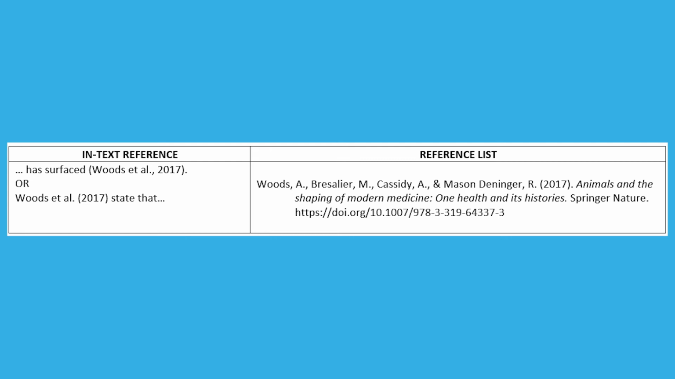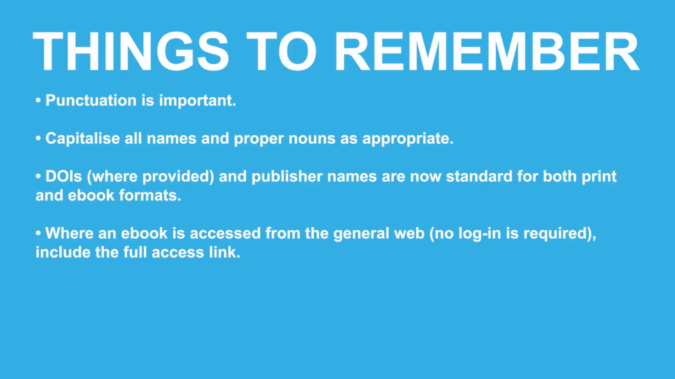These 3 examples will give you a sense of how to reference a book or ebook in APA7th, but there are a few things to keep in mind. Keep an eye on your punctuation. Full stops and commas are important. Capitalize all the names of proper nouns as appropriate.